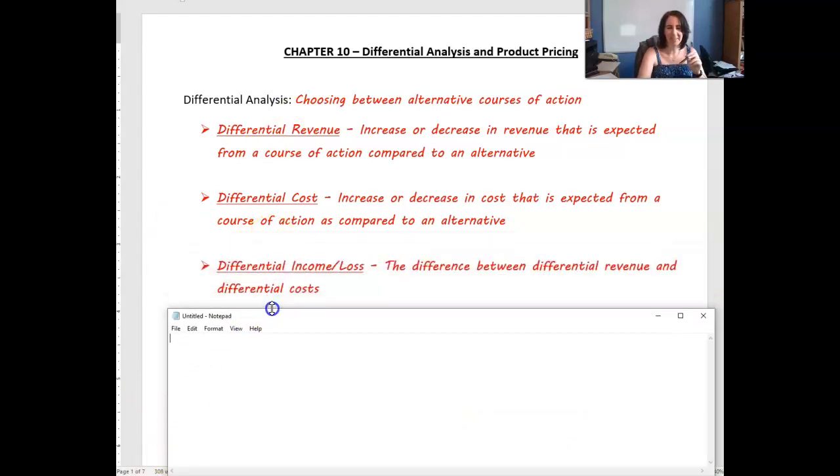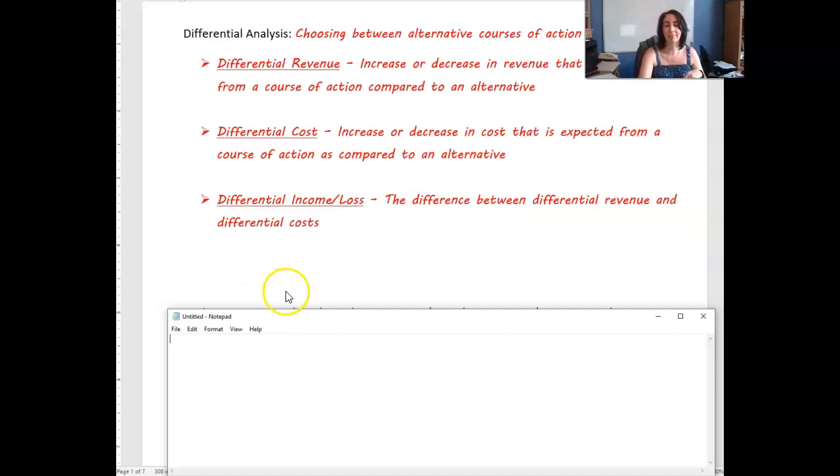Okay. Back to this. Differential cost. What are the costs if I go with one alternative versus another, right? And the differential income or loss is going to be those two pieces together, right? Revenue minus cost of one alternative, revenue minus cost of the second alternative. All right, so take a second, get those notes down, but I'm going to keep talking.